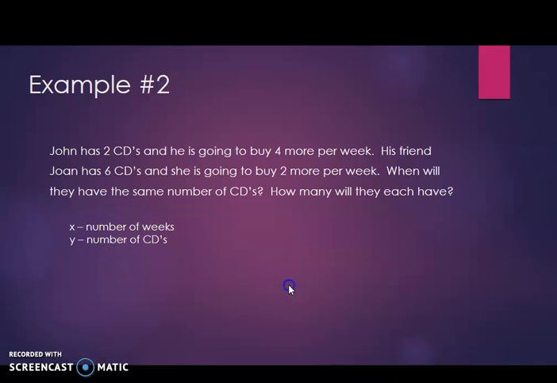Second step is to write your first equation. In this case, I've got Y is equal to 2. Y is the number of CDs total, so the number of CDs total that John has is equal to 2. He's already got 2, plus he's going to add 4 more per week. So 4 per week would mean to multiply by X. So he's got 2 total right now plus 4 times X. We could say 2 plus 4X or 4X plus 2. Same thing.